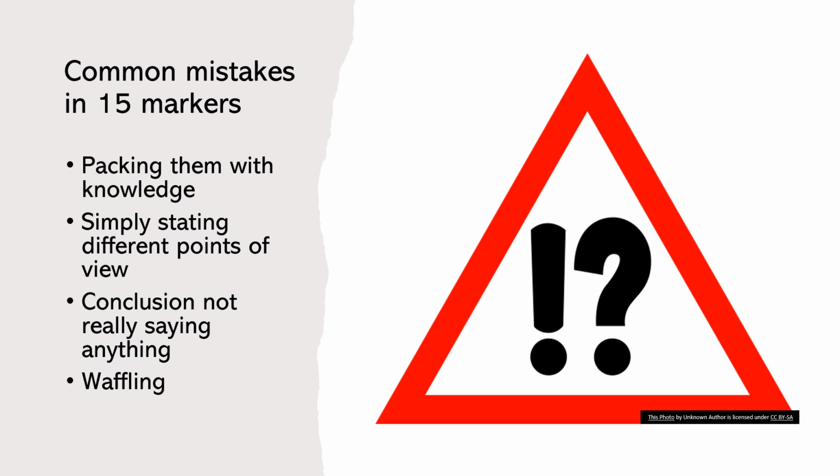Stating different points of view but not doing anything with them is another common mistake. It can be quite hard, particularly if you're still in a bit of a transitional phase from GCSE, to stick to this structure of on the one hand, on the other hand. It's not necessarily a terrible thing. You do need different points of view in your answer, obviously. But you have to do something with them at A level in a way that perhaps you don't quite so much at GCSE.